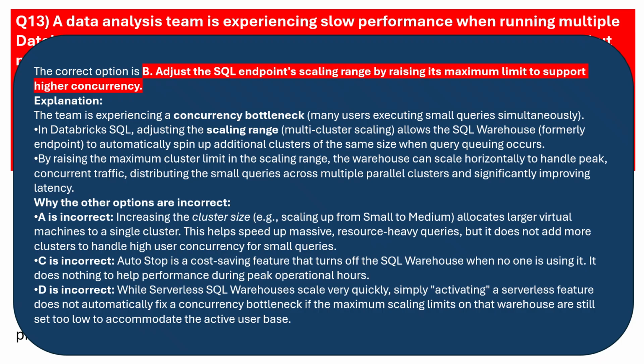Auto-stop is a cost-saving feature that turns off the SQL warehouse when no one is using it. It does nothing to help performance during peak operational hours. D is incorrect. While serverless SQL warehouses scale very quickly, simply activating a serverless feature does not automatically fix a concurrency bottleneck if the maximum scaling limits on that warehouse are still set too low to accommodate the active user base.